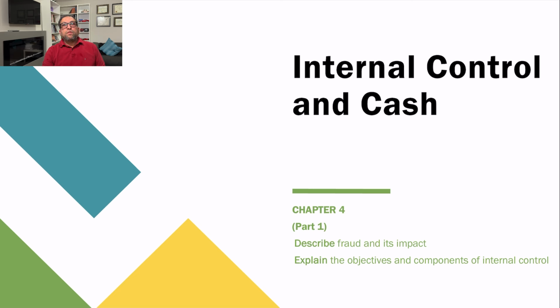So let's start with the first item. The first account we can see on our balance sheet is cash and cash equivalents. Out of these current assets, the most liquid, in fact the liquid itself, is cash. So I divide this whole topic of internal control and cash into three parts. In the first part, we're going to describe fraud and its impact, and explain the objectives and components of internal control.